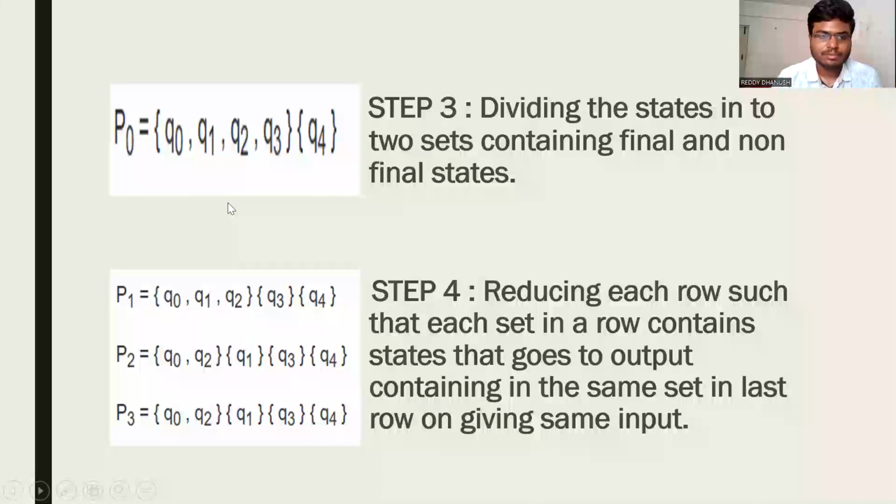So in step 4, we will reduce each row such that in each row the set contains states which produce the same output on giving the same input, but that output should be in the same set in the previous row. Let us consider here P0 contains two sets, Q0, Q1, Q2, Q3, and another set contains Q4.